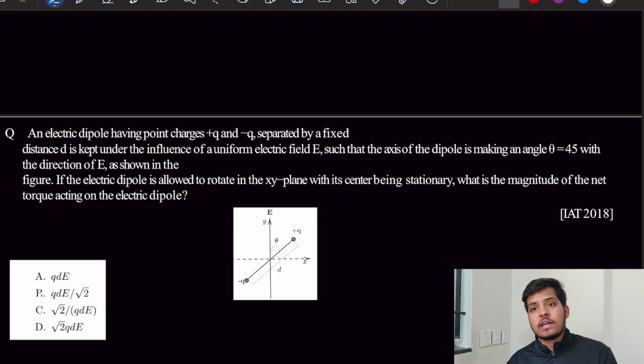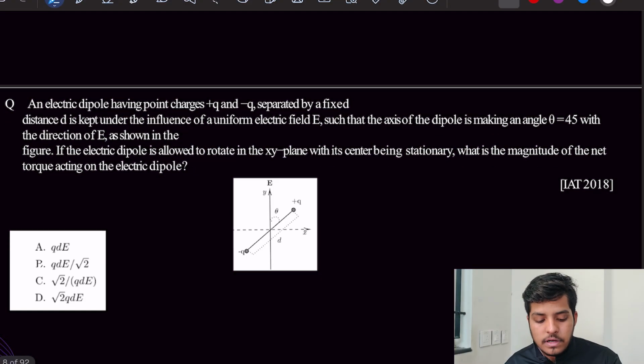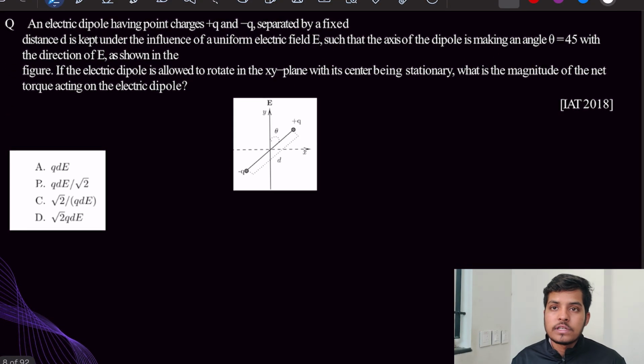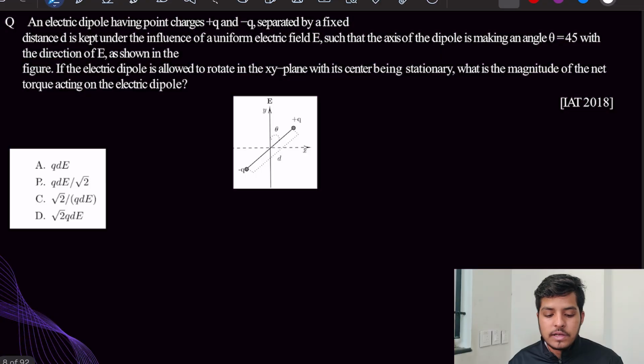Let's move to the second question and try to solve it. An electric dipole having point charges plus q and minus q separated by a fixed distance d is kept under the influence of a uniform electric field E, such that the axis of the dipole makes theta equals 45 degrees. If the electric dipole is allowed to rotate in the xy plane with its center being stationary, what is the magnitude of the net torque acting on the electric dipole?